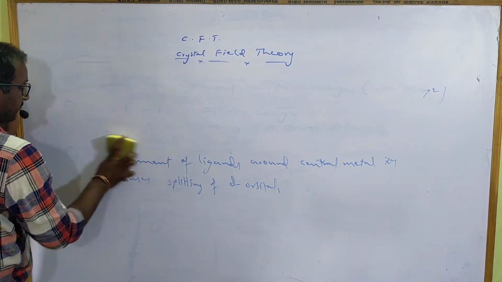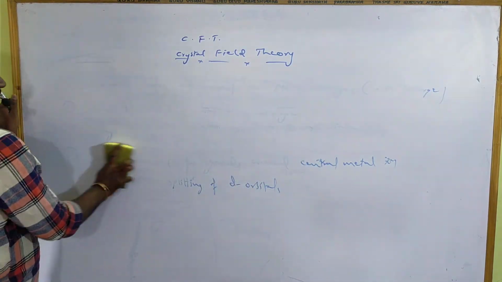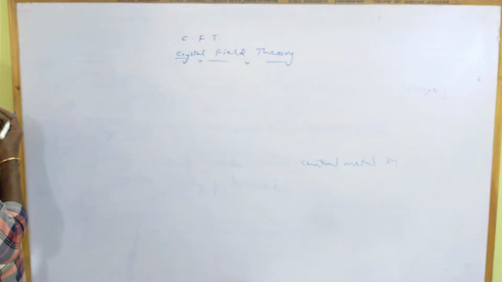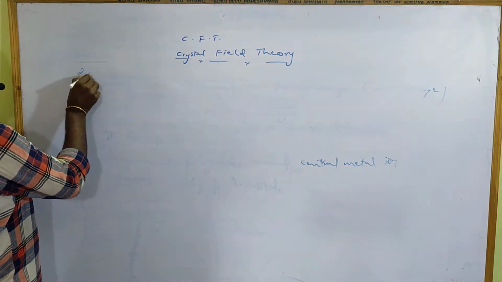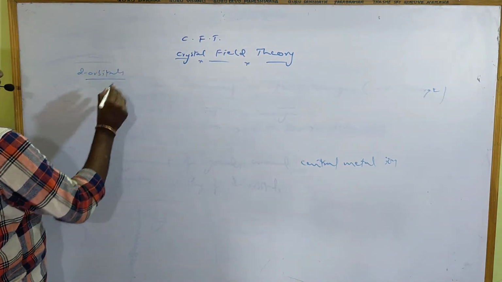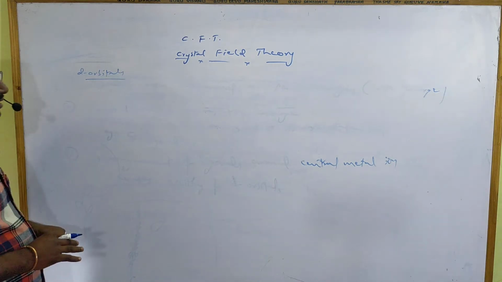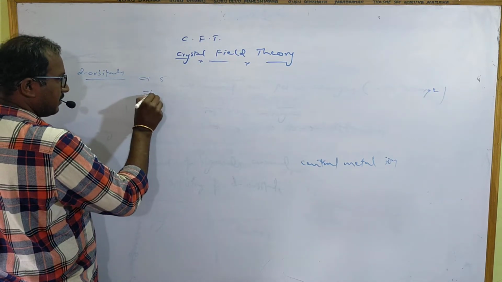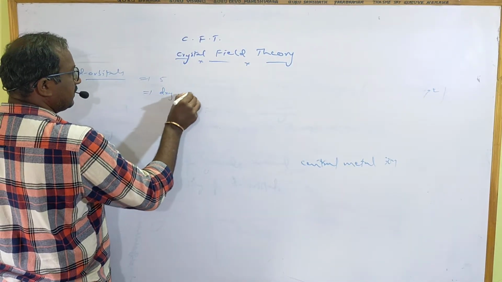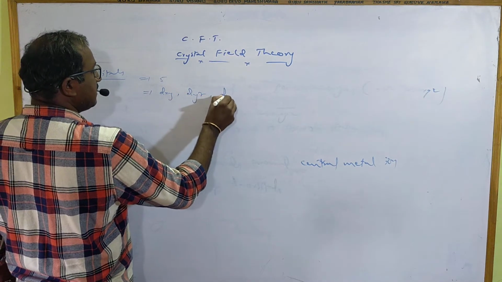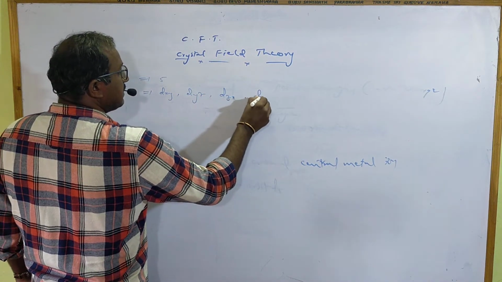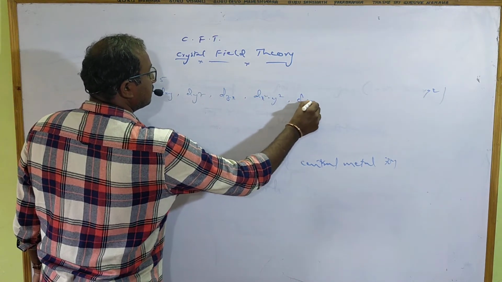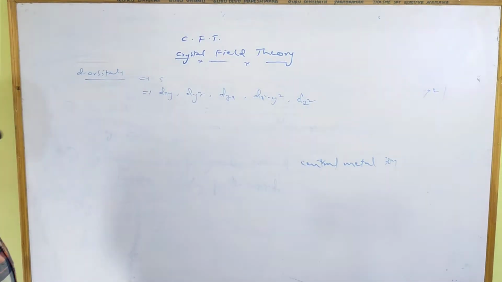To understand that, let me see first the d orbitals. You know, d orbitals are 5. They are dxy, dyz, dzx, dx square minus y square, and dz square. These are the 5 d orbitals.